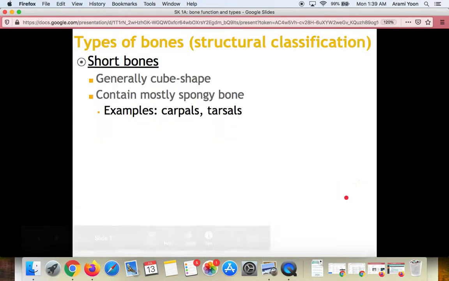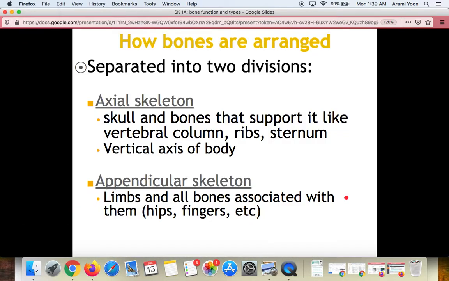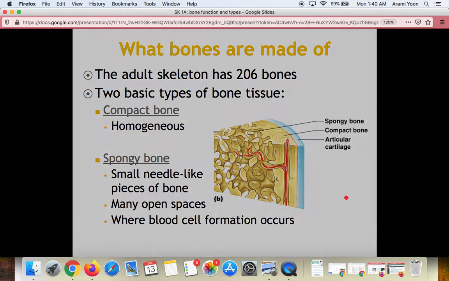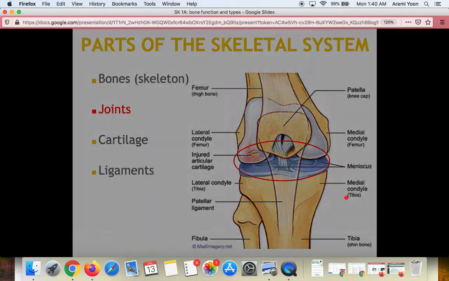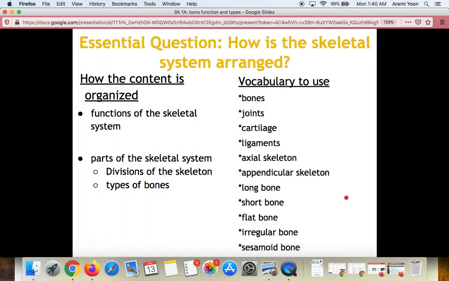I'd like you to go back to the beginning of this lecture where I asked you your essential question, and I want you to see if you can answer the essential question using all of the vocabulary on the right side. And if you can, that means that you have mastered this topic.